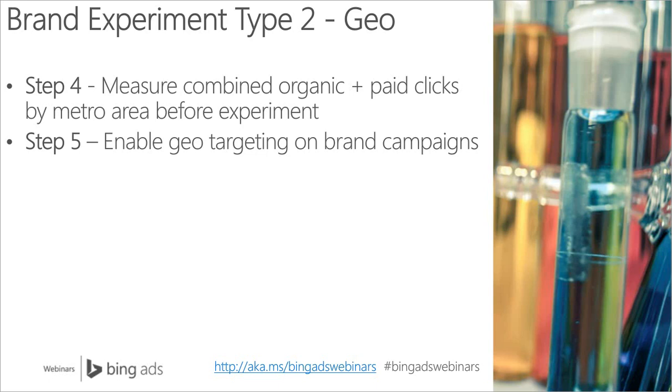Exactly. So the treatment group, geo areas, get brand campaigns enabled, and the control do not get brand campaigns enabled. And for all of the geo areas that are outside the experiment, it doesn't matter. Yep. You can just do what you usually do.